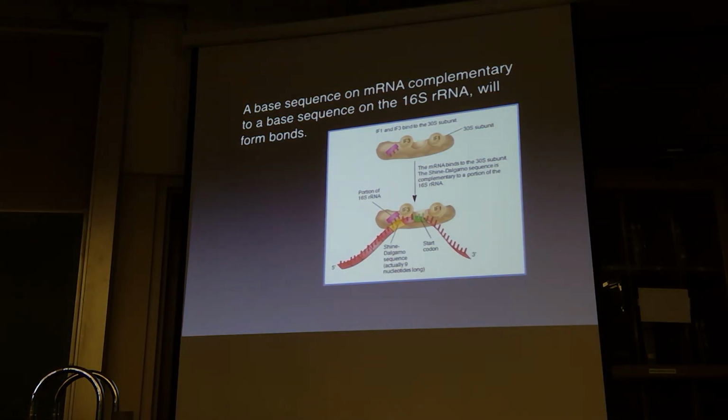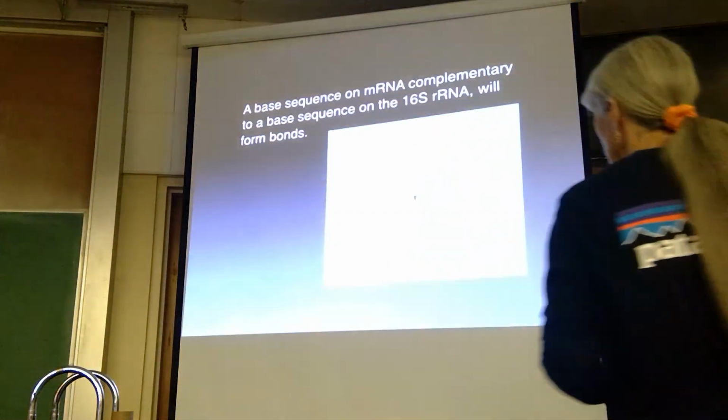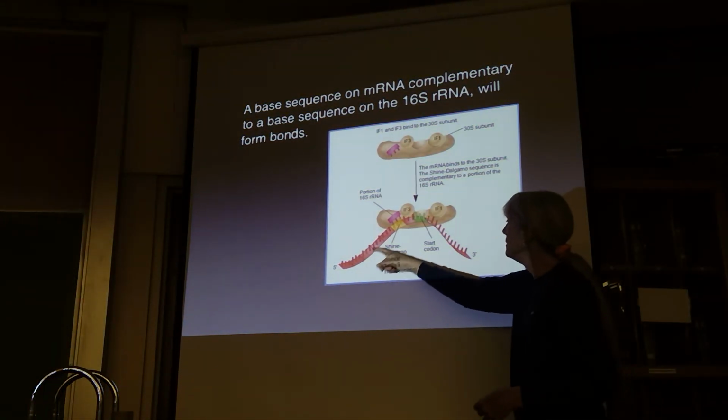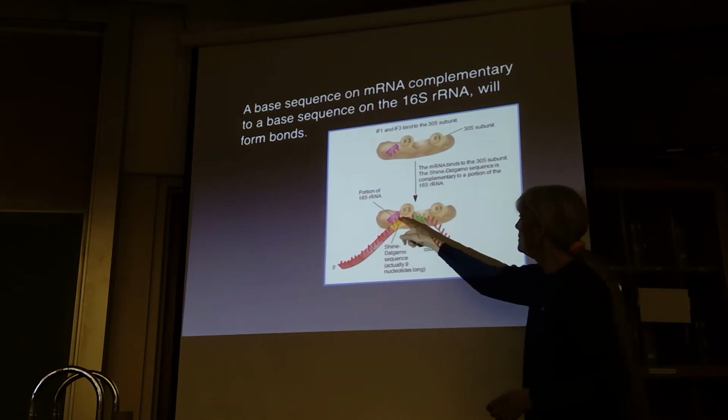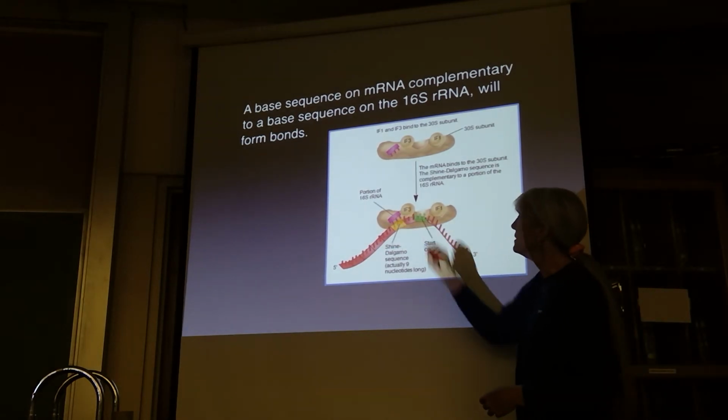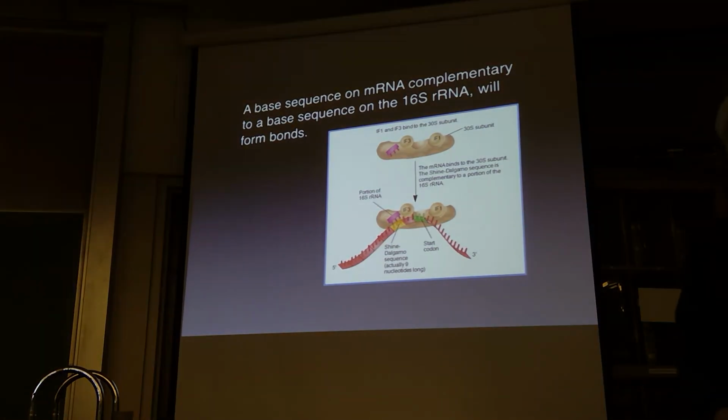But the next thing that's going to happen, well, this is showing how it binds. It's actually the 16S ribosomal RNA, which is part of that small subunit. Nucleotides or bases on the 16S have to bind with specific nucleotides on the messenger RNA to hold that in place. So again, it's complementary base pairing, and here you see this base pairing. This is the messenger RNA down here, and it's binding to a nucleotide sequence on that 16S. So it's going to hold it in place.